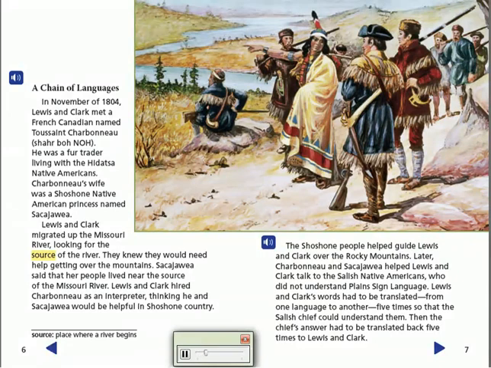Later, Charbonneau and Sacagawea helped Lewis and Clark talk to the Salish Native Americans, who did not understand Plains Sign Language. Lewis and Clark's words had to be translated from one language to another 5 times so that the Salish chief could understand them. Then, the chief's answer had to be translated back 5 times to Lewis and Clark.